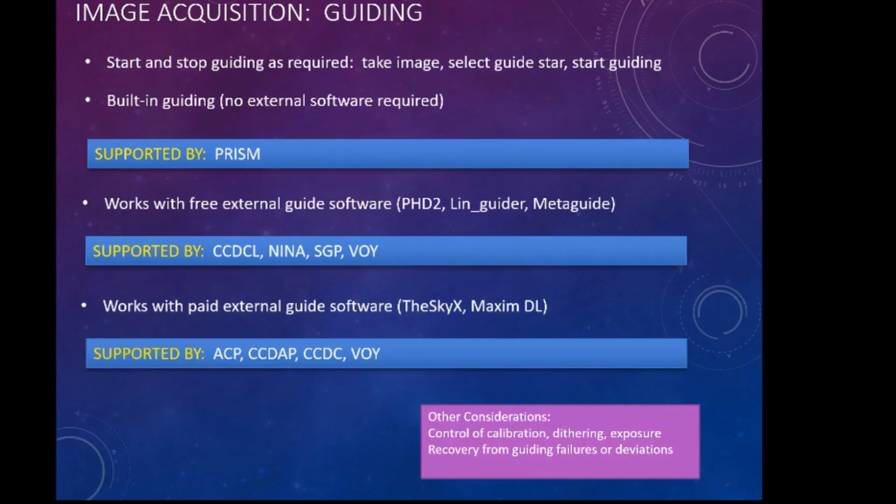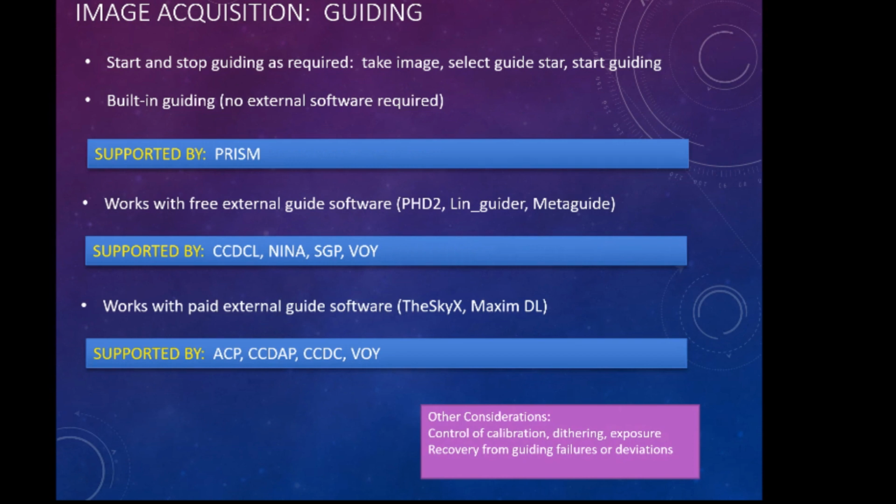And guiding. So now we also want our software, our session manager, to manage our guiding if we are using guiding. So it needs to know when to start and stop. It has to be able to either select the guide star or let the guiding software do the selection. And again, Prism, as I mentioned, is totally self-contained. So it does not require any external software. It has guiding built in. Some of these products work with free external software, PhD2 being the most popular. And some of them require paid external guiding software.